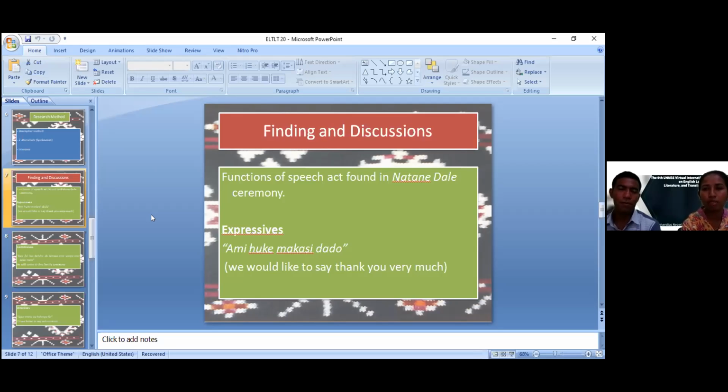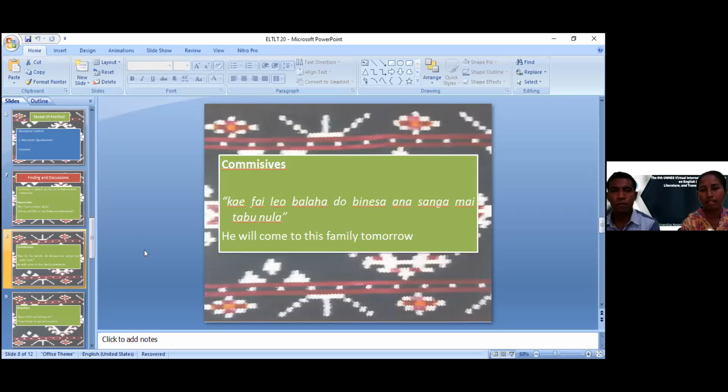Well, we start from the first function, that is expressive. In expressive functions, there are three sentences or utterances stated by the spokesman in this ceremony. But here I only use one, that is Ami Huke Makasi Dado, which means you like to say thank you very much. So this function is thanking the girl's family, a big thank you to the family for receiving the man's family to be there.